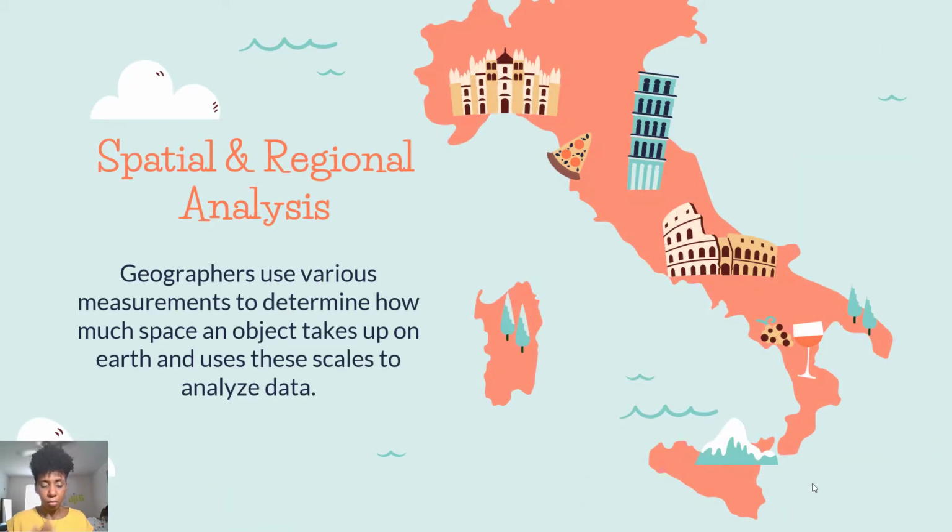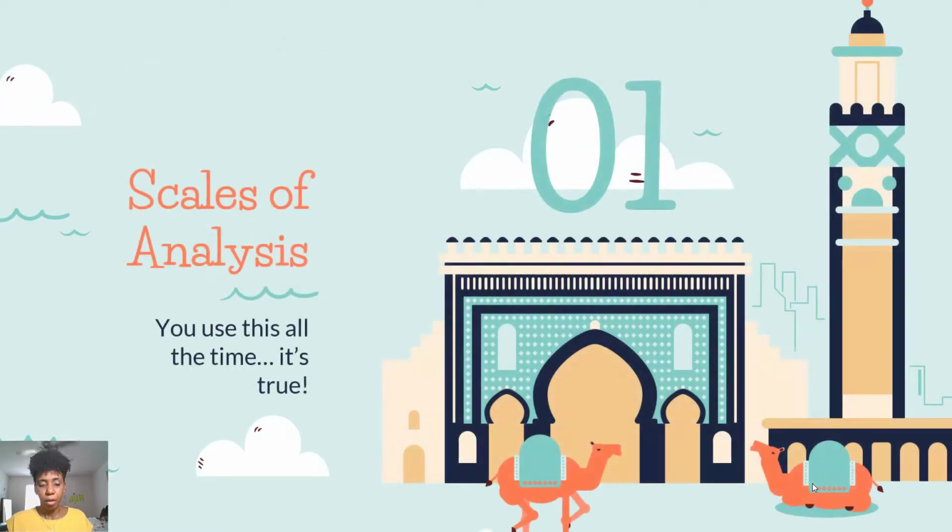Spatial and regional analysis. So basically, this is what it is. Geographers use various measurements and data in order to determine how much space, landmass, a piece of land takes up on the earth, and how we use those scales, those measurements, to analyze that particular landmass, and how it relates to other land masses and human beings in general, right? So that's what we're going to look at today.